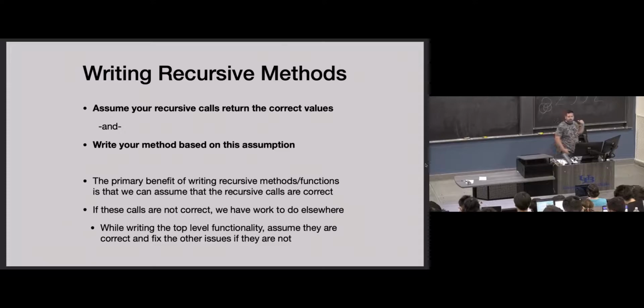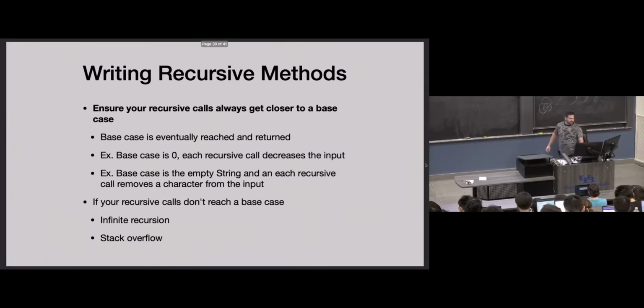For our sum to n, we just assume that sum to n of n minus 1 returns the correct value. And now all I have to process is the value n. I have to add n to it, and then return that. So assume that your recursive call is correct. Make sure it gets closer to the base case, and then build the logic of your recursive step around that. If you have all those ingredients, the recursion is just going to work. It's all going to work just fine.